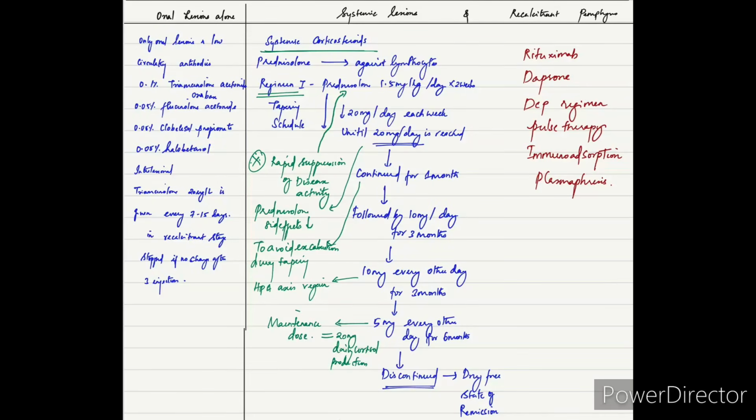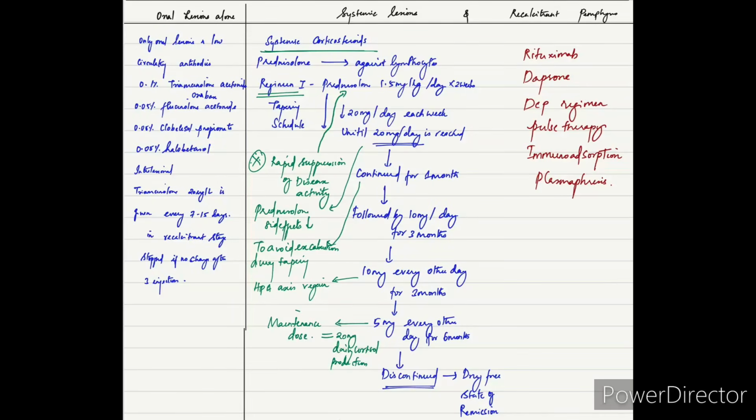Then that 20 mg is continued for 1 month, followed by 10 mg per day for 3 months, then 10 mg every other day for 3 months. Finally, 5 mg every other day is continued for 6 months as a maintenance dosage. All this is done to provide remission at high dose initially, then to avoid side effects, and also to prevent acute adrenal crisis due to HPA axis suppression, that is, hypothalamo-pituitary axis suppression, when the patient is under steroids.